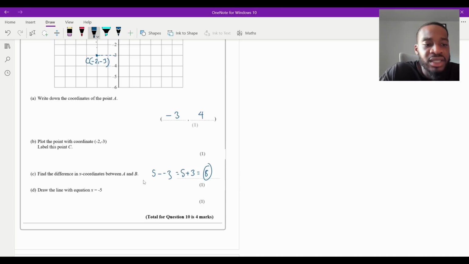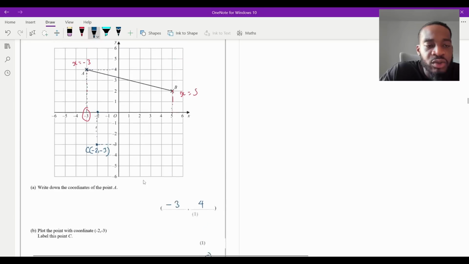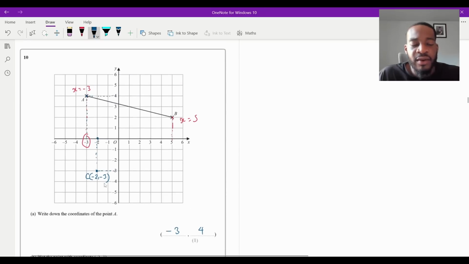Now, part D says draw the line with equation x equals -5. All right, so again, when you're drawing an equation of a line, if it's just x equals 2, you're going to go to your number on the x-axis. It was x equals -5. And you're just going to draw a vertical line through that number. So it's going to be like this. And then I will label this x is equal to -5.